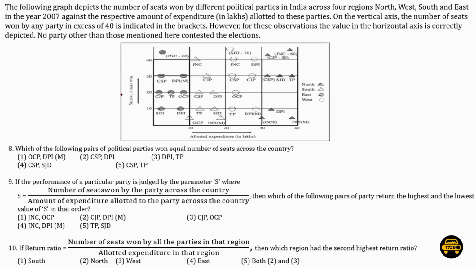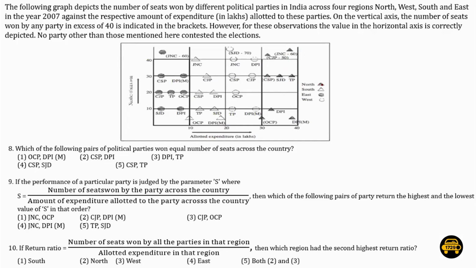Let's have a look at this set. So let's read out the question first. The following graph depicts the number of seats won by different political parties across 4 regions, north, west, south, and east, in the 817 against the respective amount of expenditure allotted to these parties. On the vertical axis, we have information about the number of seats, and on the horizontal axis, we have information about the allotted expenditure made by these parties in these regions.